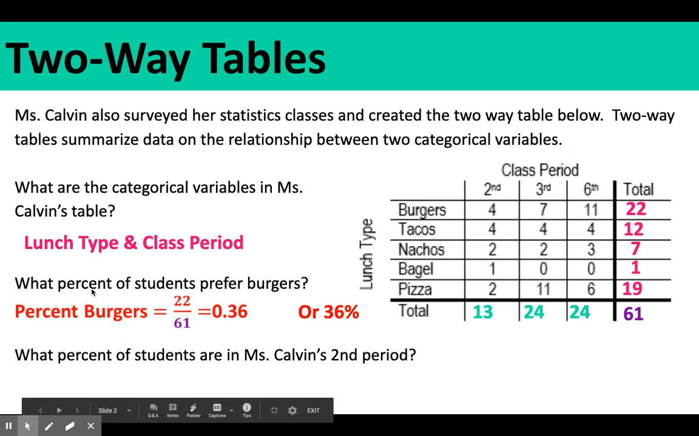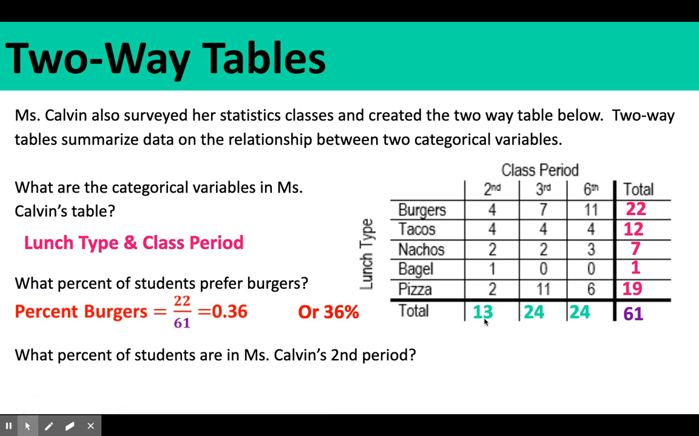That's that question. Second one: what percent of students are in Miss Calvin's second period? I'm going to look at the total number of people in second period, which is 13 out of 61 people total. That gives me a decimal of 0.2131 from the calculator, which if we multiply by 100 or move the decimal place to the right 2 times, I get a percentage of 21.3%.